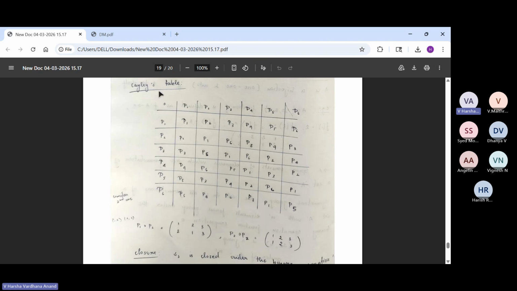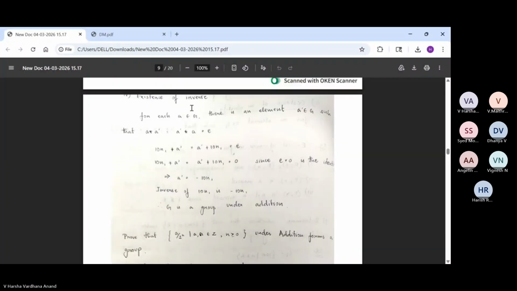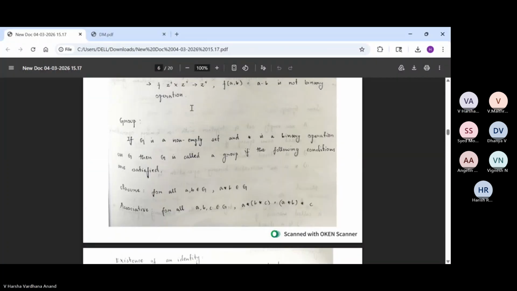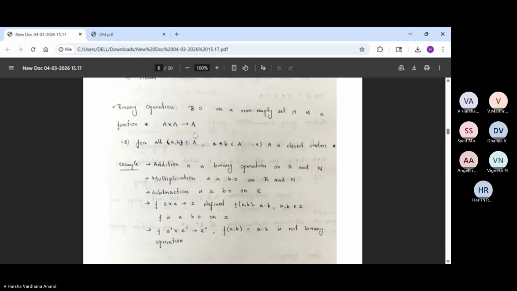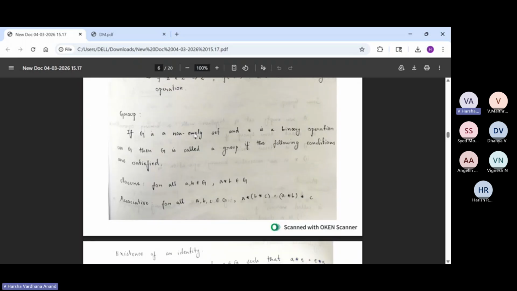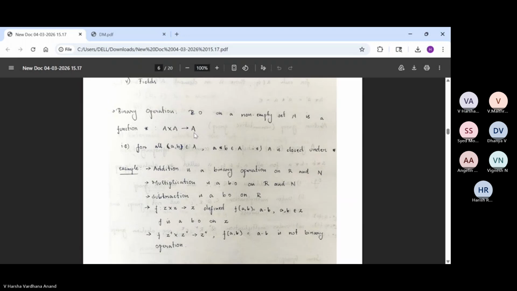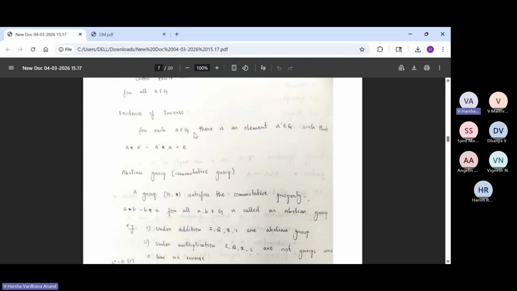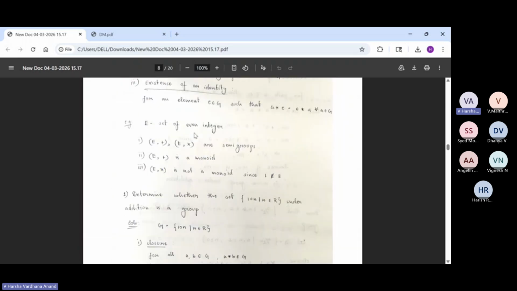Okay, so let's go and look at this from the beginning and solve some problems and see how it goes. We already saw binary operation, addition, group. What is a group? Abelian group, semi-group, monoid.